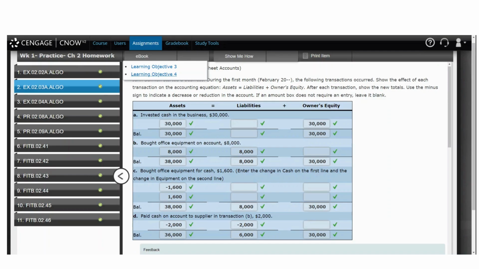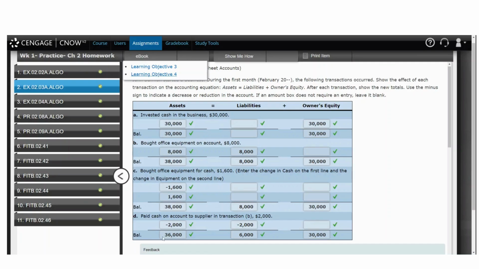Now looking at D, the owner paid cash on account to supplier in transaction B. So the two accounts that are affected here are cash and liabilities. My cash decreases because I paid a bill, so my cash decreases by $2,000. And my liabilities also decrease by $2,000. So I've made a payment on what I owe. I don't owe that company $8,000 anymore. I'm bringing that down by $2,000. And nothing happens to owner's equity, so we'll leave that one blank.